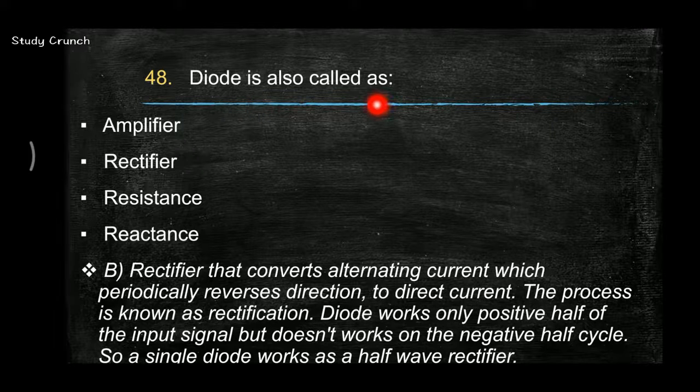Next, diode is also called as, so the answer is it is known as rectifier. Rectifier is that which converts the alternating current, periodically reversing the direction, to a direct current. So the process is known as rectification. Diode works only in the positive half of the input but doesn't work on the negative cycle. So a single diode works as a half wave rectifier.